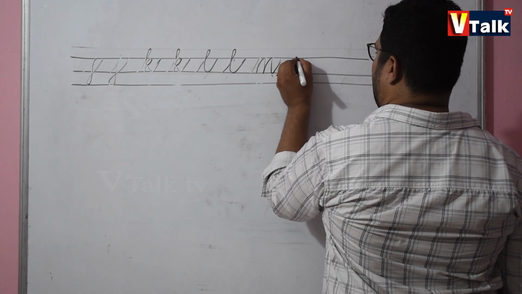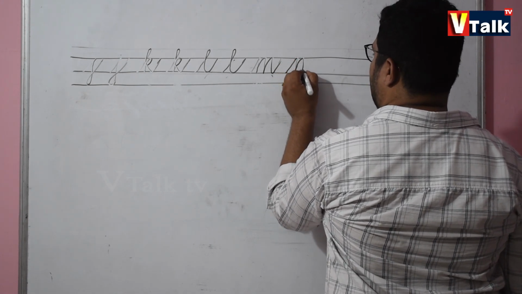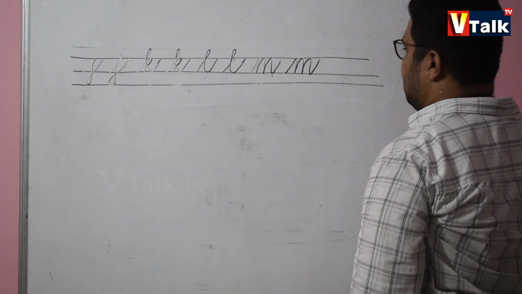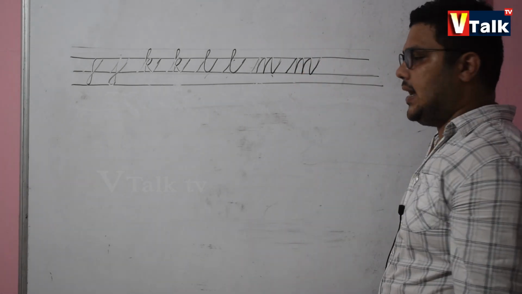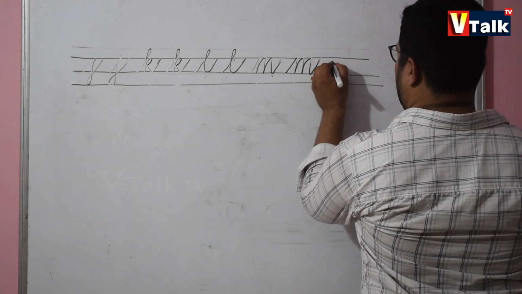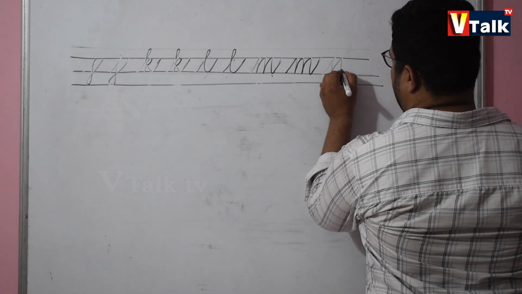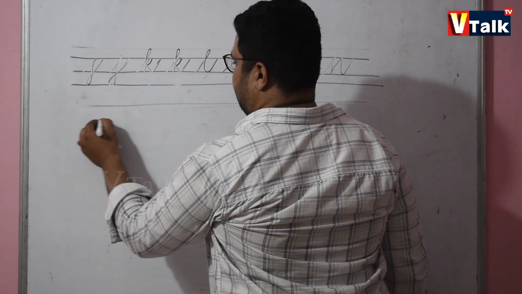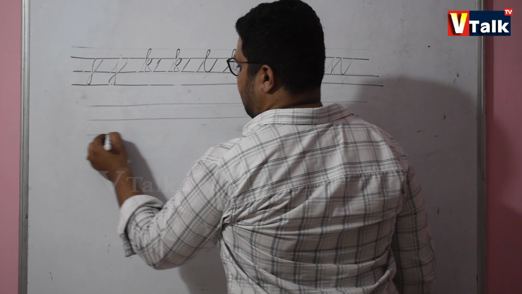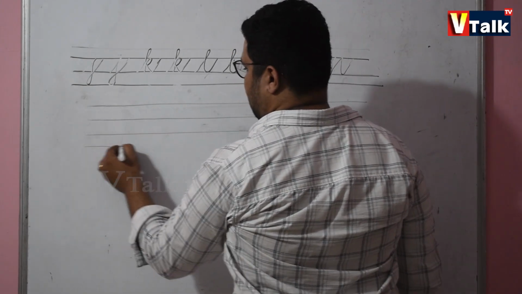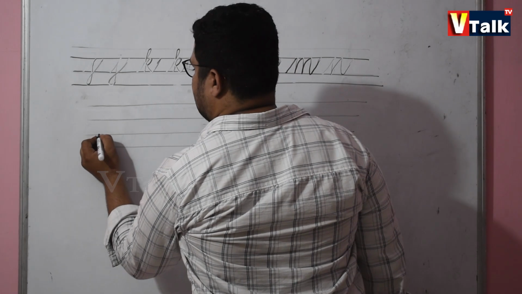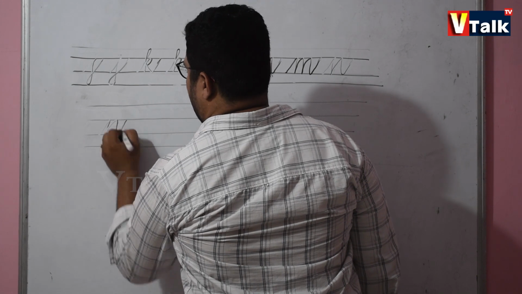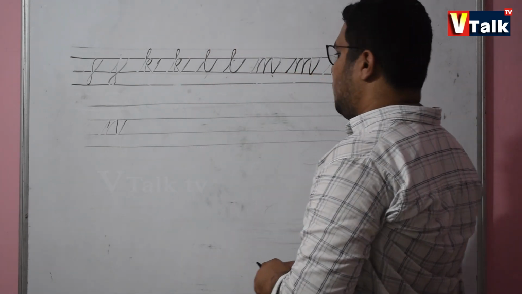Slant stroke, the curvature which you have practiced already earlier, and the same thing will be repeated from here to here. Next, half of the part is N. So slant stroke ending here. Once again, slant stroke ending here. M, N.